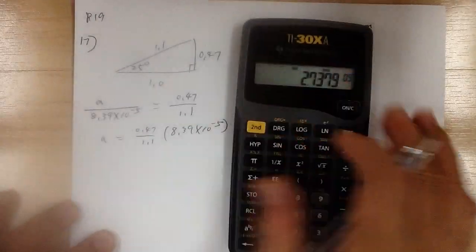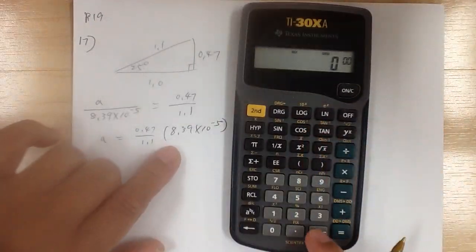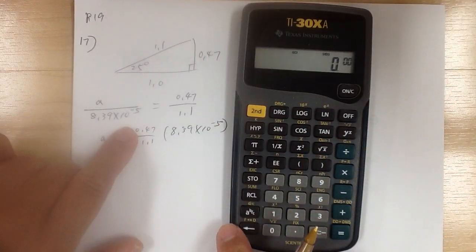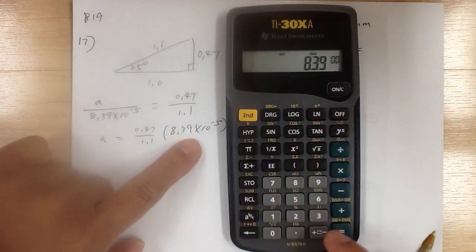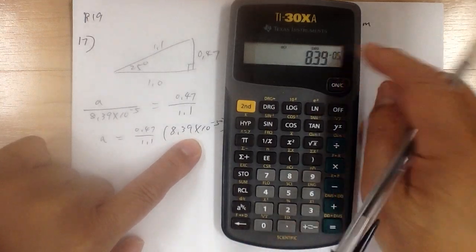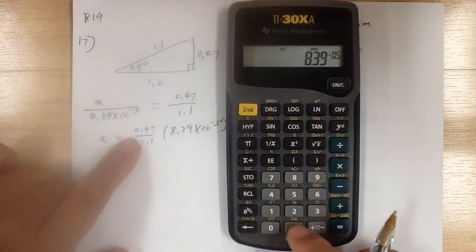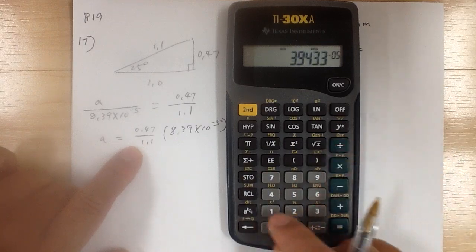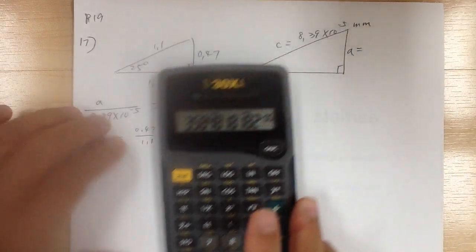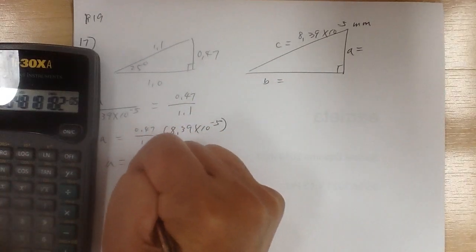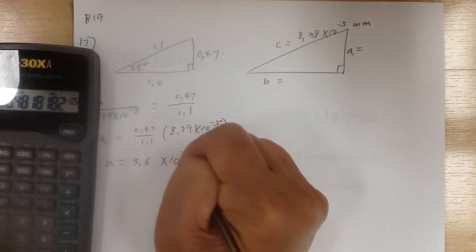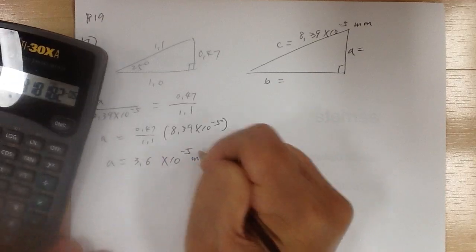Okay. So now let's go and do that. I'm going to enter this first before I enter this. So I'm going to go 8.39 EE to the negative 5. That's my scientific notation. Times it by 0.47 divided by 1.1, equal. So I get A equal to 3.6 times 10 to the negative 5 millimeters.